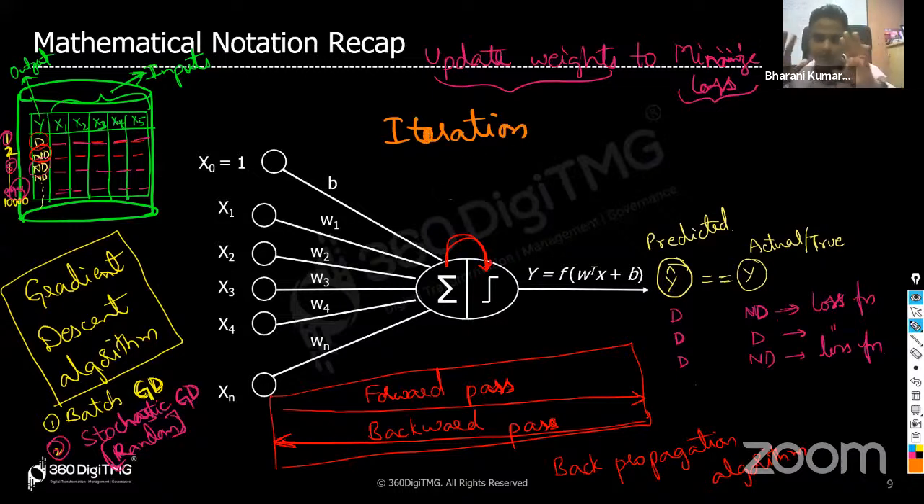Each time you come forward, calculate the loss, go back and update the weights. It's called one iteration. Once all the observations in your data set go through your neural network once, it is called one epoch. One epoch means one time all of your observations will pass through your network.